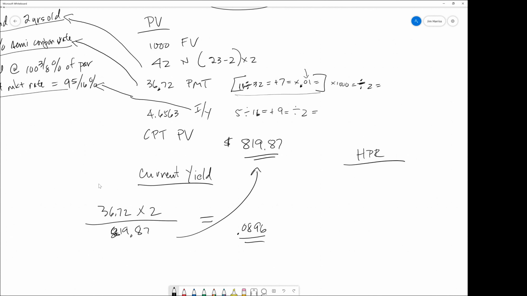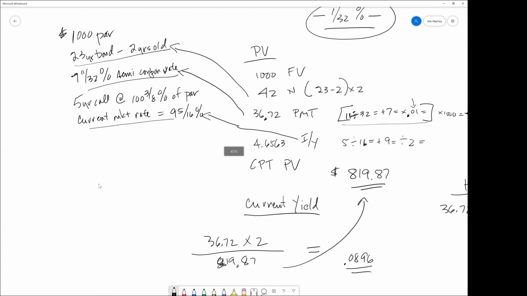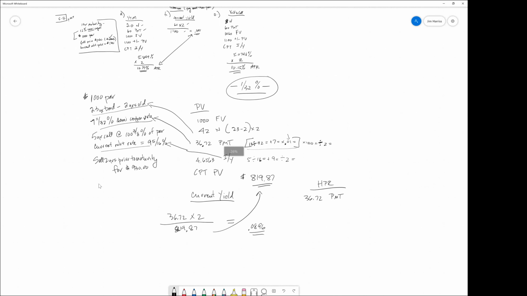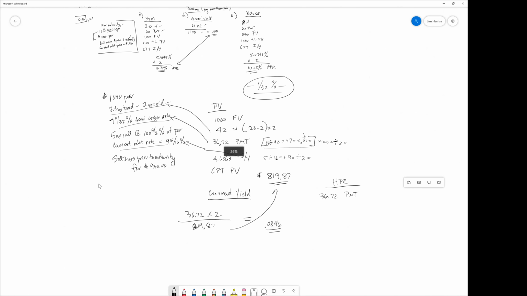Okay. Now, let's go on over here, and let's figure out what our holding period return yield is going to be. Okay, you're going to have the same payment, 36.72. That didn't change. All right. And if you hold it to maturity, okay, well, wait a minute. Let me add one more thing here. Let's start up here. Let's say you're going to sell 2 years prior to maturity. I'm adding one more idea here for, say, $930. Okay? All right.